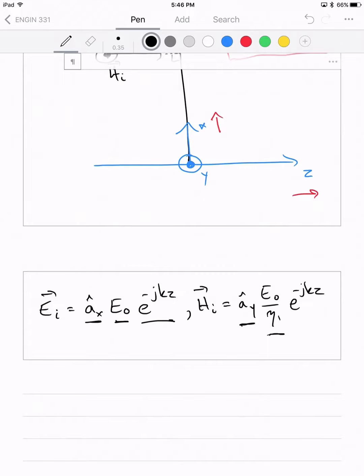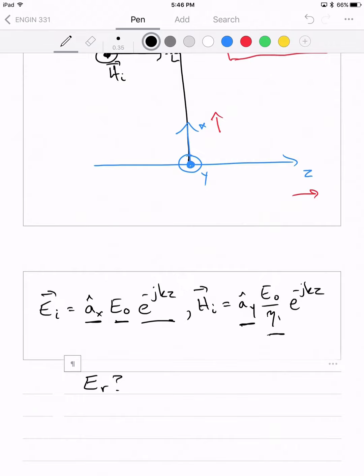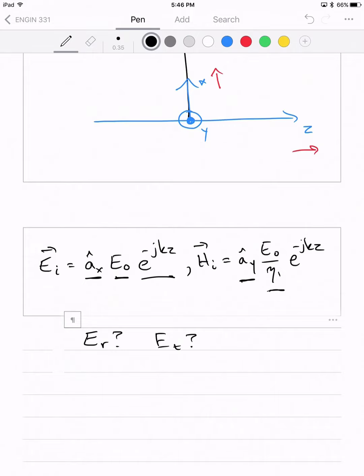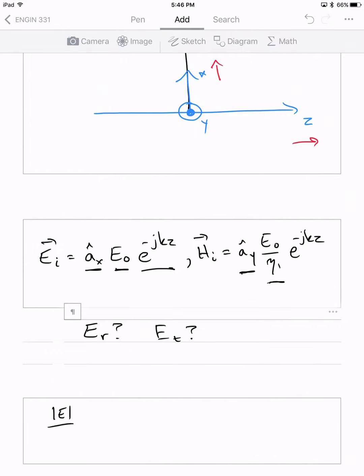Now, what about those other fields, though? What are the reflected field and the transmitted field going to be like? And here's the reason that plane wave reflections happen, and it's basically this relationship between E and H. Remember, magnitude E over magnitude H is equal to eta. In medium 1, we have eta 1. In medium 2, we have eta 2. Those things are not equal to each other. So in order to satisfy that relationship between the electric and magnetic fields in a plane wave, and to satisfy the boundary conditions at the interface, we end up with a reflected plane wave also. So we're going to have to find those reflected and transmitted plane waves to find out what's going on.